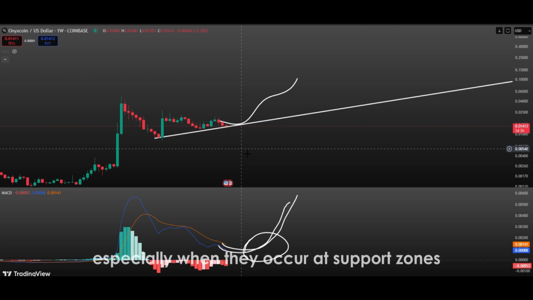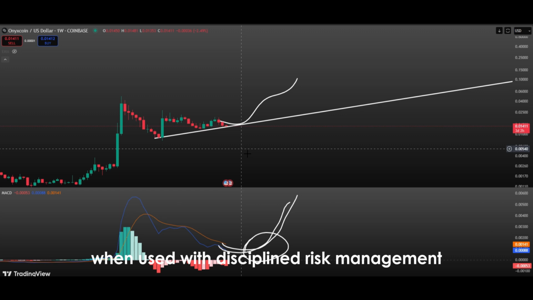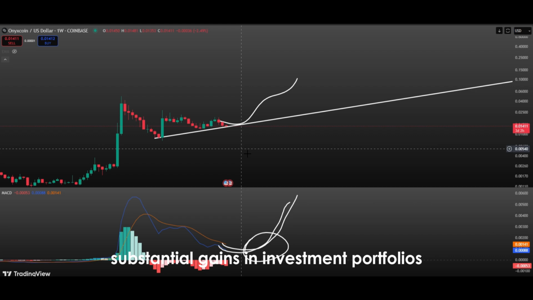Such crossovers, especially when they occur at support zones, accompanied by increasing volume and confirmed by other indicators, offer high probability buying opportunities for investors. When used with disciplined risk management, this signal can contribute significantly to achieving substantial gains in investment portfolios.